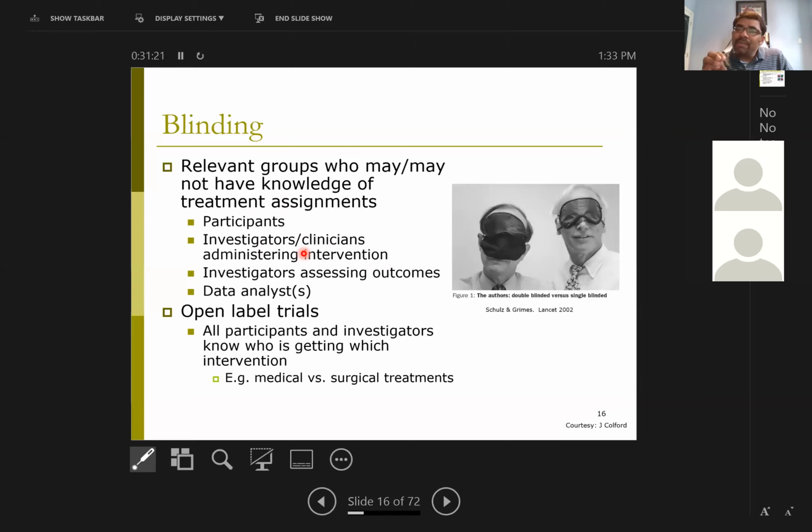Otherwise, they might deliberately give the vaccine to healthier, younger people because they want to show that the vaccine works, right? No, that can't be done. The doctors treating should never know, right?